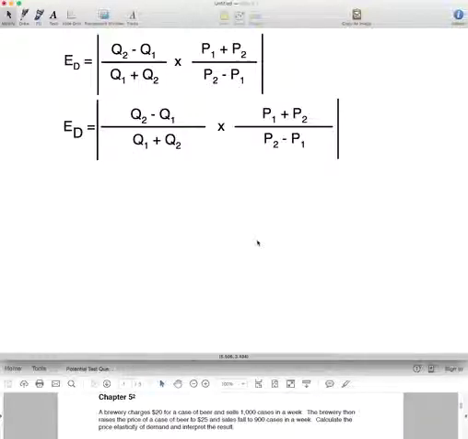Q2 is the second quantity. So at a price of $20 for a case of beer, 1,000 cases were sold, and then once the price was raised to $25, 900 cases were sold. So Q2 is going to be 900. We are going to subtract off the 1,000, that was the original quantity sold. And then we will add those two quantities together, so it is 1,000 plus 900.